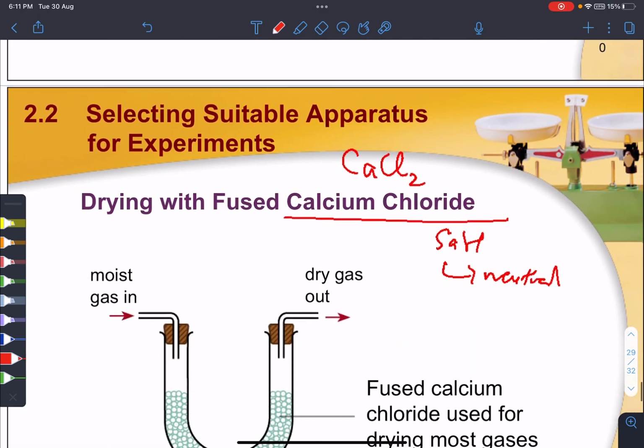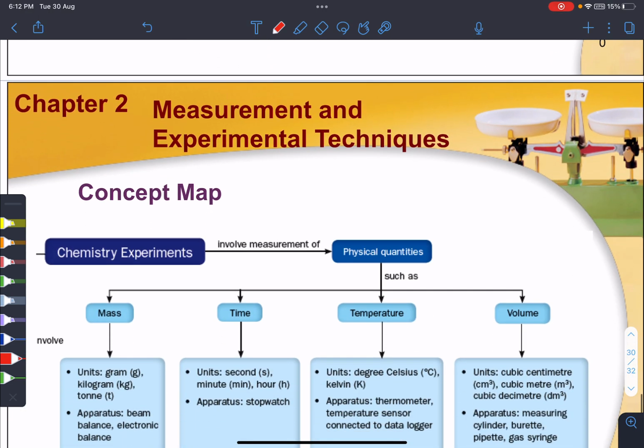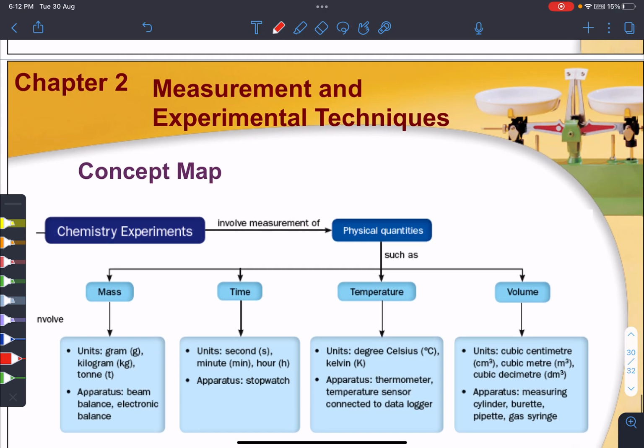And the last one is calcium chloride. Technically the best because calcium chloride is neutral. So you can dry everything. Because it doesn't react with anything. Neutral like Switzerland or Singapore. Yeah. And with that, we are done with the topic of measurement.